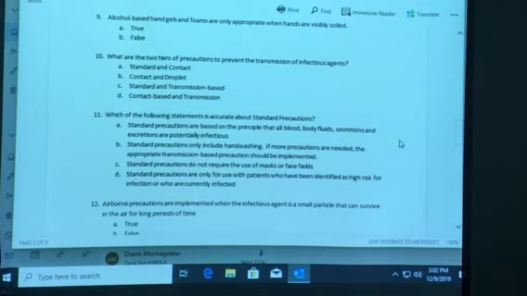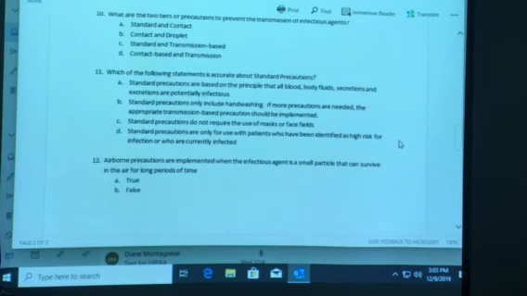Question number 11. Which of the following statements is accurate about standard precautions? A, standard precautions are based on the principle that all blood, body fluid, secretions, and excretions are potentially infectious. B, standard precautions only include hand washing. If more precautions are needed, the appropriate transmission-based precautions should be implemented. C, standard precautions do not require the use of masks or face shields. D, standard precautions are only for use with patients who have been identified as high risk for infection or who are currently infected.